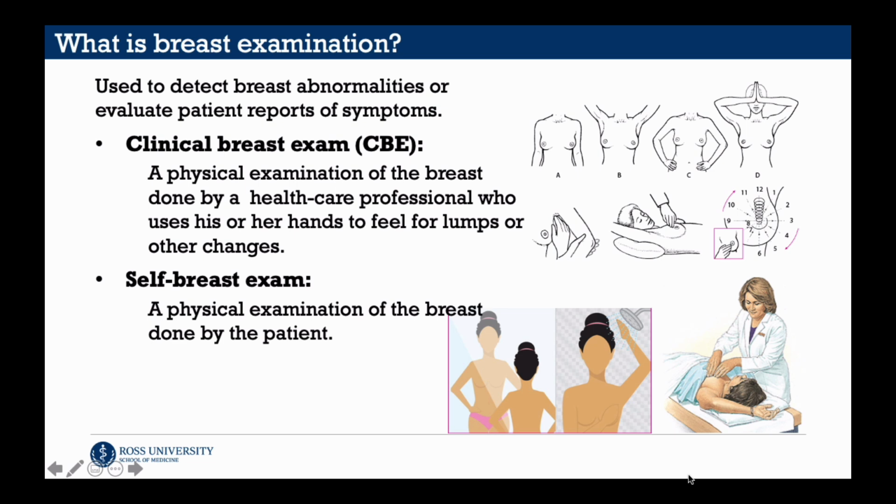Two is self-breast exam. This is a physical examination of the breast done by the patient. This can be done either in a shower, lying down, or in front of a mirror.